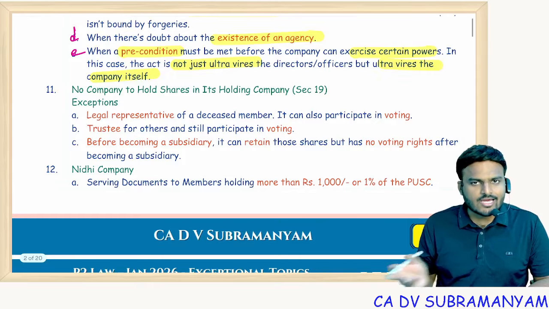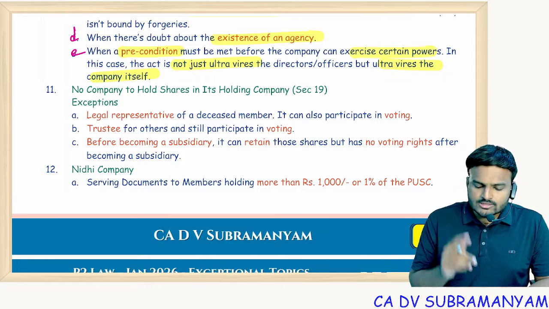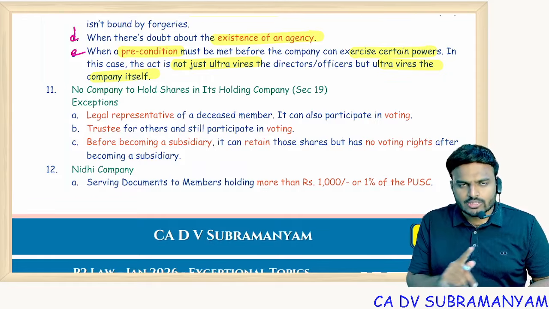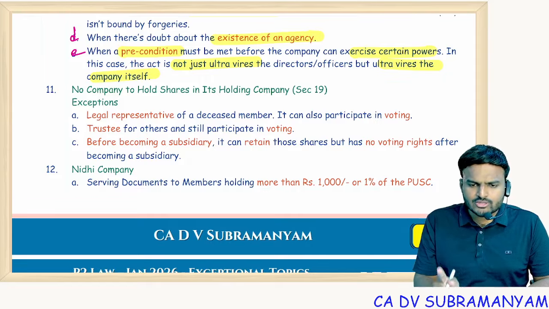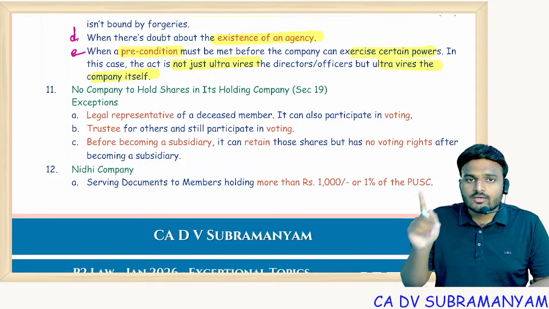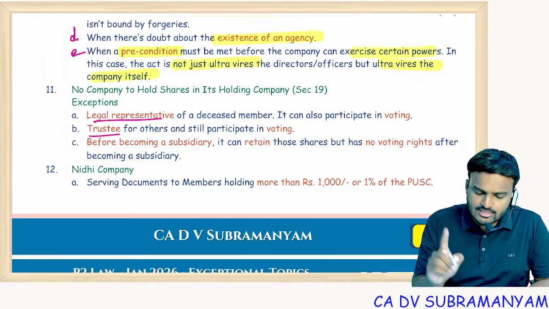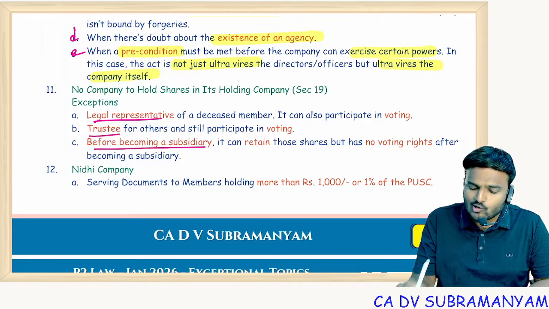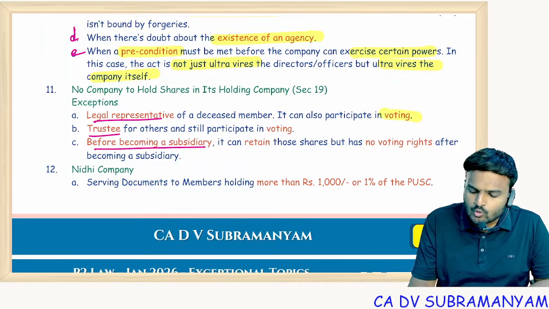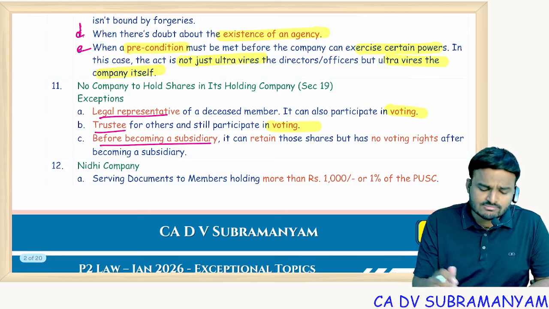Section 19, last attempt also a 2 marks MCQ came on this point. This is regarding the subsidiary company, which should not hold shares in the holding company. The holding company should not allot shares to the subsidiary company. Getting my point? But we had 3 exceptions. As a legal representative allowed, as a trustee allowed, before becoming subsidiary also allowed, but in these 2 cases only voting rights is allowed. So in examination they asked questions like this multiple times.